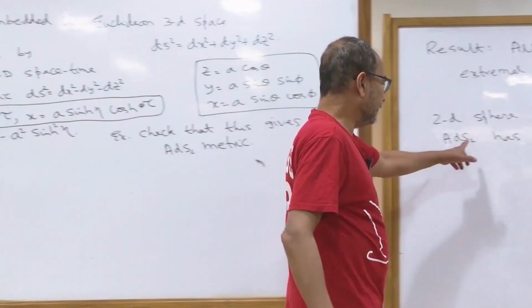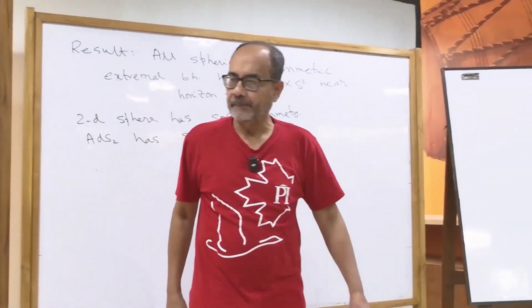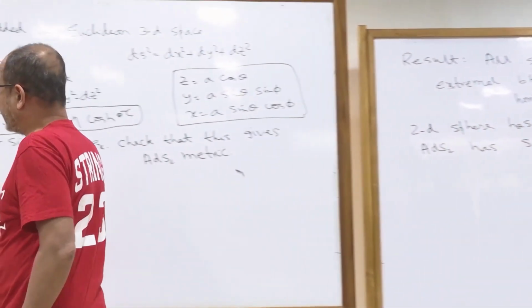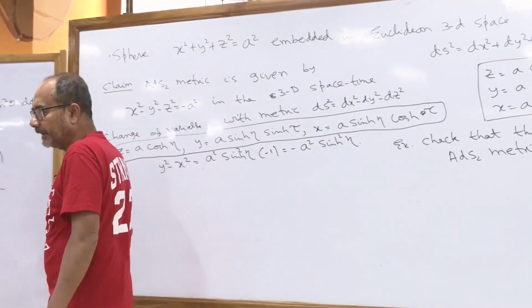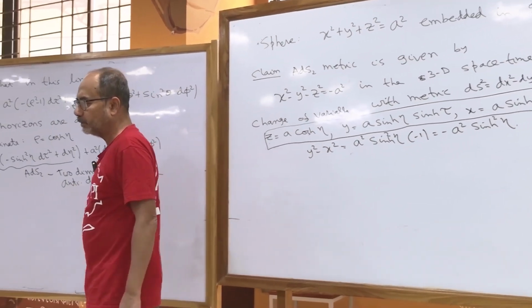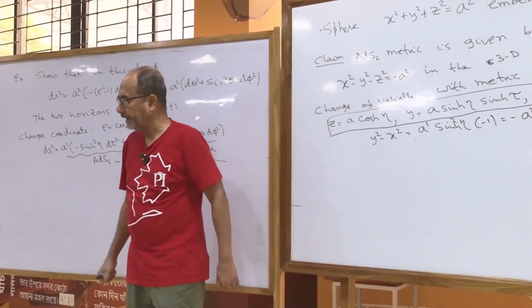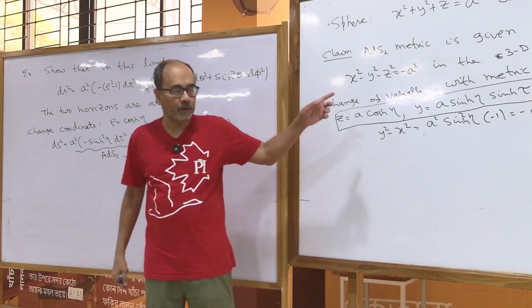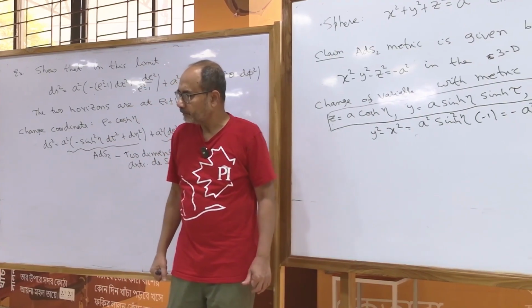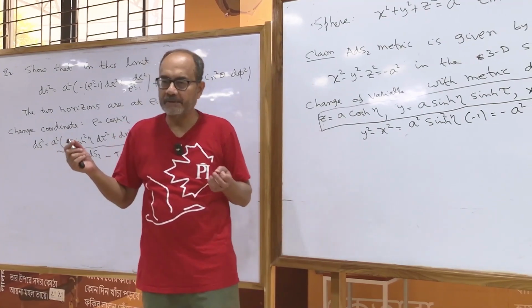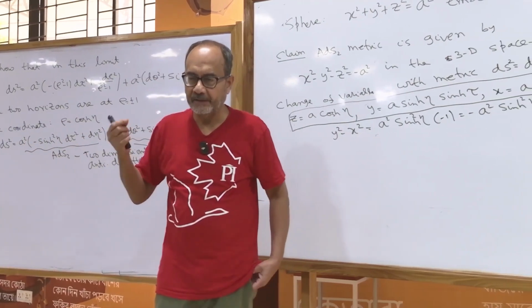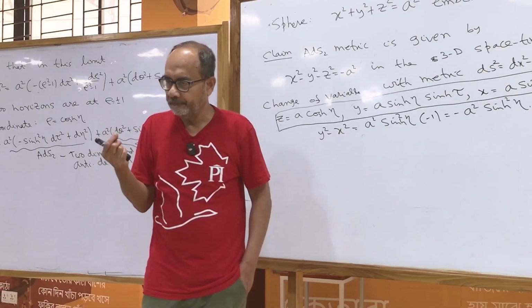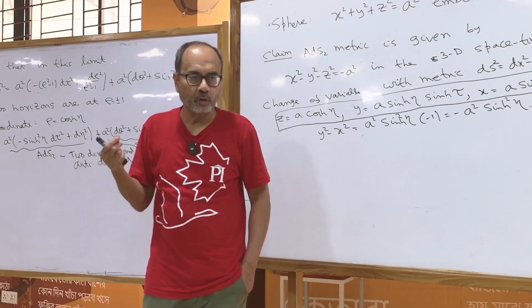The same property is true for AdS2. Because of this SO(1,2) symmetry, one can show that any point on AdS2 can be taken to any other point by one of the SO(1,2) symmetry transformations. Because all points in some sense are equivalent, just like the sphere looks the same from any point, AdS2 also looks the same from any point.